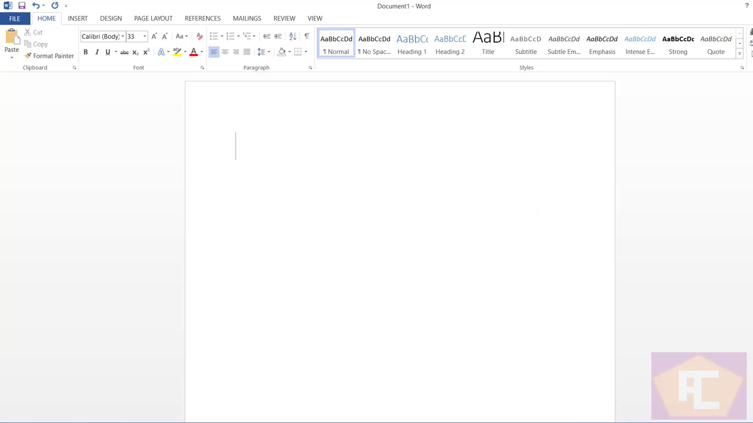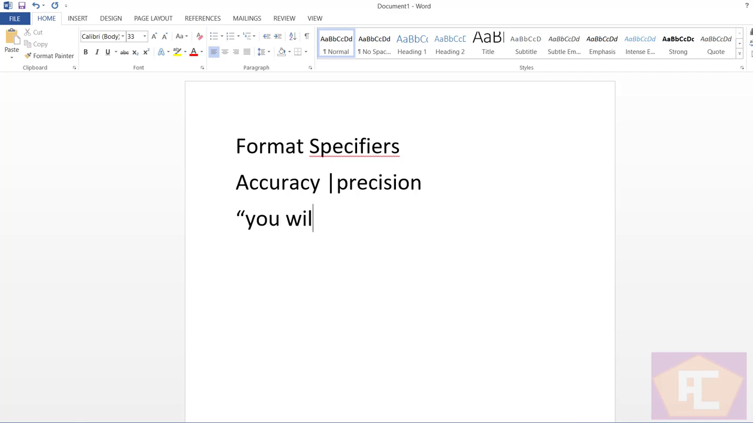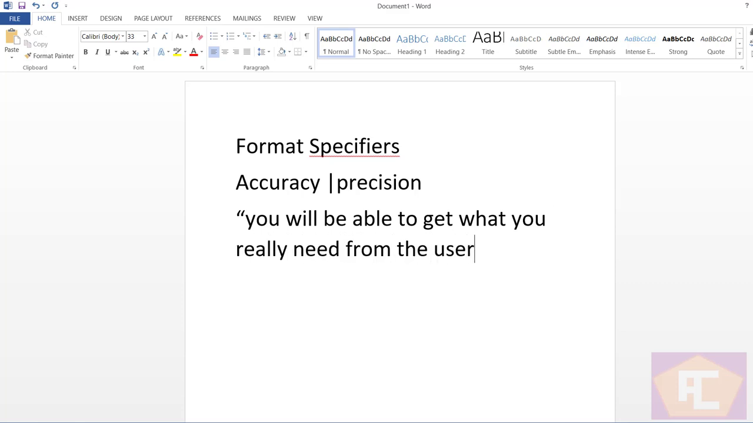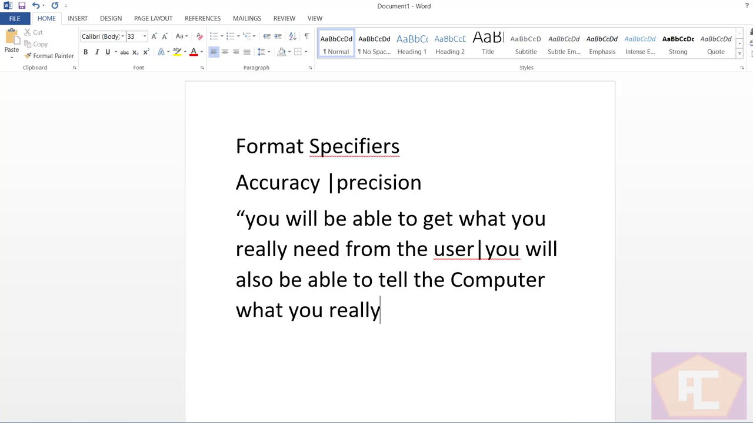Welcome back, students. In this class we will be studying format specifiers. Now this is very important because this gives more precision and accuracy to the C language. In other words, using format specifiers you will be able to get what you really need from the user. And not only that, you will also be able to tell the computer what you really need.